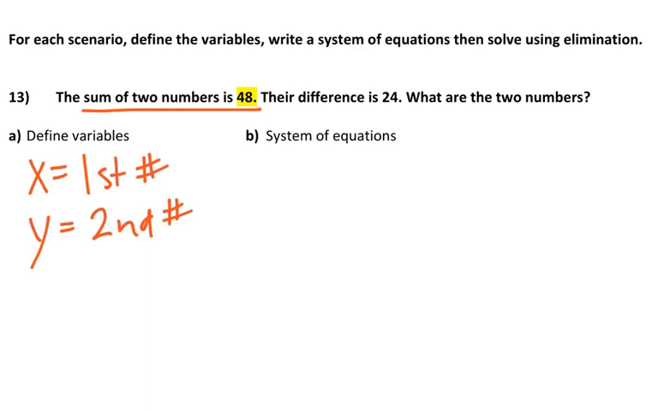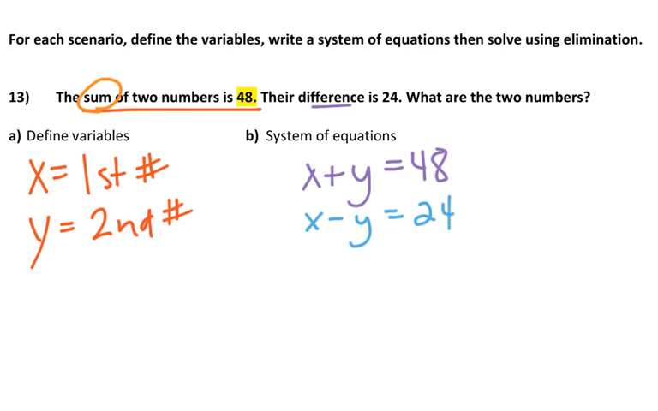Now it says in the problem, the sum of two numbers. Well, what does that mean? That means if I take the two numbers and add them together, I get 48. There's one of my equations. Their difference is 24. Difference means you're going to subtract. So x minus y equals 24. Now I've written the system of equations. So you're going to have to define the variables, write the system of equations, and then solve.